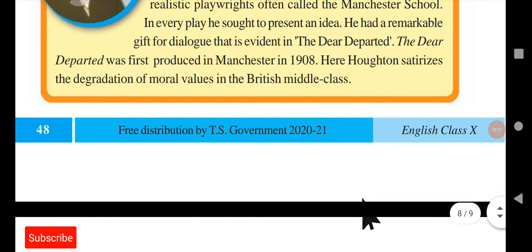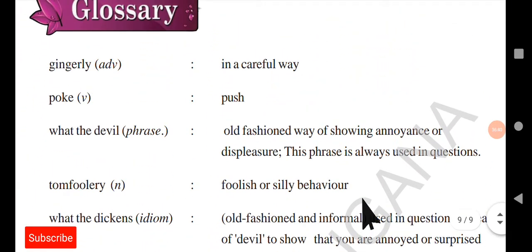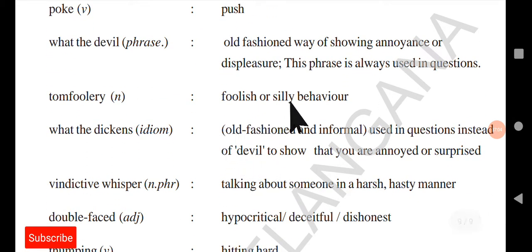So this is it about him, and here we have some glossary. Gingerly, in a careful way. Poke, push. What the devil: an old-fashioned way of showing annoyance or displeasure. This phrase is always used in questions. What the devil is like what the hell we say nowadays in modern days. Tomfoolery, foolish or silly behavior. What the dickens: old-fashioned and informal, used in questions instead of devil. So instead of devil, we can use dickens, to show that you are annoyed or surprised.